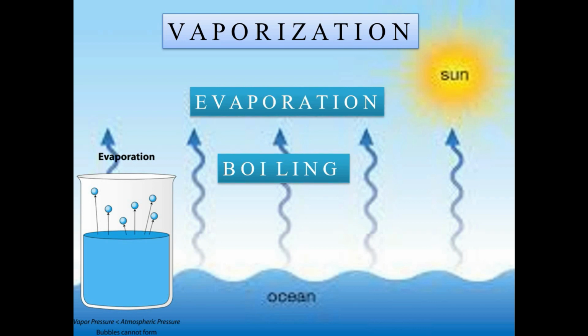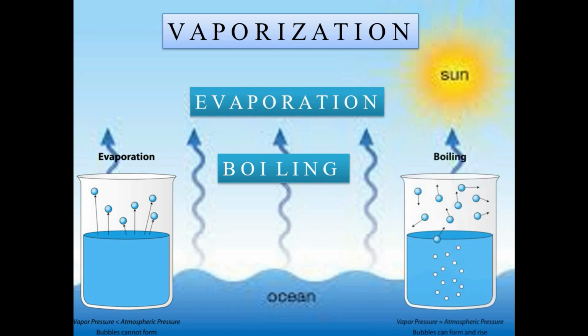Evaporation only occurs when the partial pressure of the vapor substance is less than the equilibrium vapor pressure. Here, the vapor pressure is less than the atmospheric pressure, whereas boiling is a bulk phenomenon. In this, the vapor formation occurs below the surface of liquid as bubbles. Boiling occurs when equilibrium vapor pressure is greater than or equal to the atmospheric pressure.